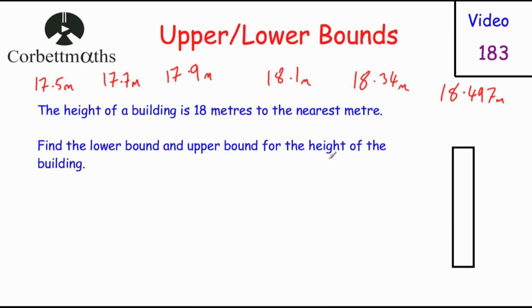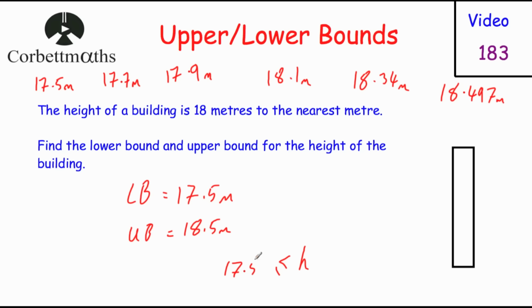So the lower bound for the height of the building would be equal to 17.5 metres, and the upper boundary would be 18.5 metres, so it could go up to 18.5 metres. Sometimes this is written as an error interval, where the height of the building is anything that is bigger than or equal to 17.5 metres, but less than 18.5 metres. This is what we call the error interval, and it just shows what the values could have been. And these are what we call the boundaries, the lower bound and the upper bound.